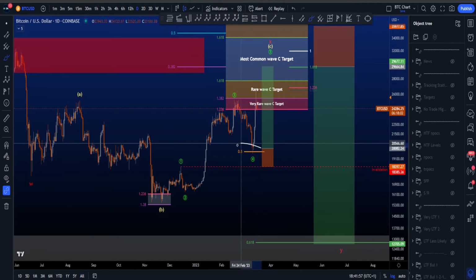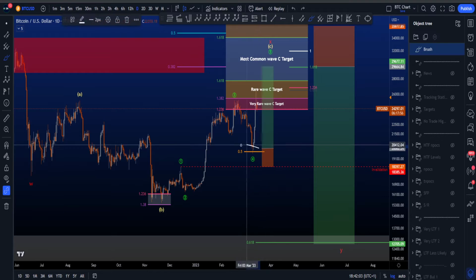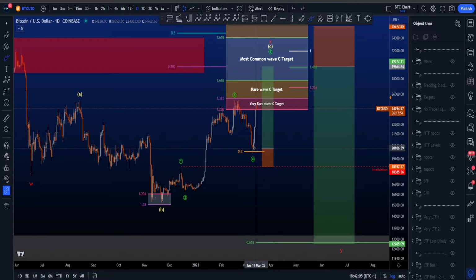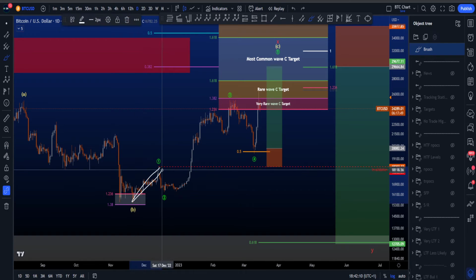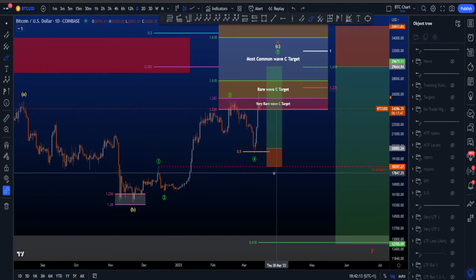Wave 4 bounced on the 0.5 Fibonacci, which is a great target for a wave 4. The trading setup was relatively easy, as the daily candles were not allowed to close below the 0.5 Fibonacci as a maximum target for a wave 4. And also wave 4 is not allowed to enter the price action of a wave 1. So that is then the invalidation for eventually a long setup to the upside.